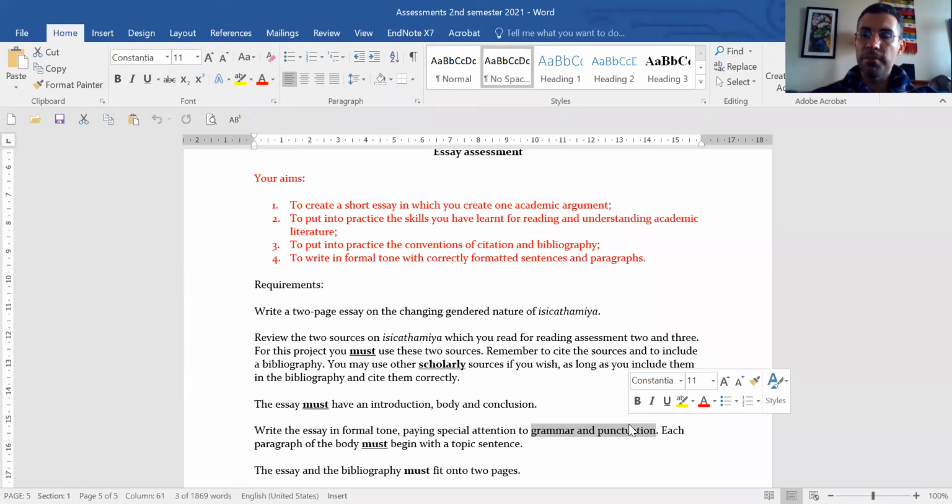Whenever you write at university, you are expected to write in a formal tone, not with small letters all the way through. You must have a capital letter at the beginning of every sentence, and you must end a sentence with a full stop. That's a given. If you don't do that from now on, you will lose marks for it. Please be aware of that.